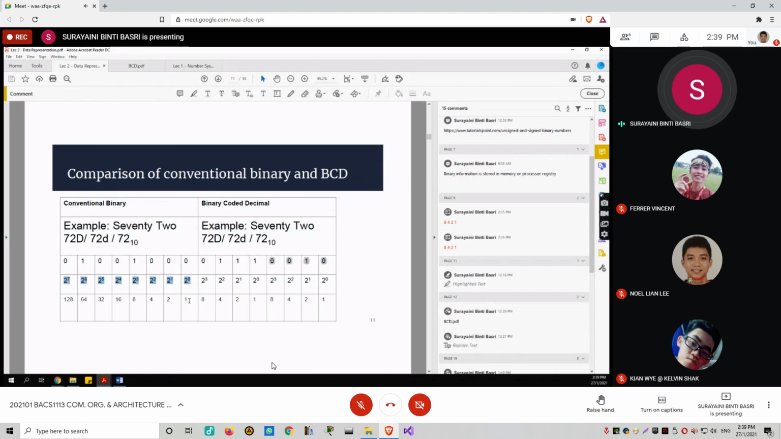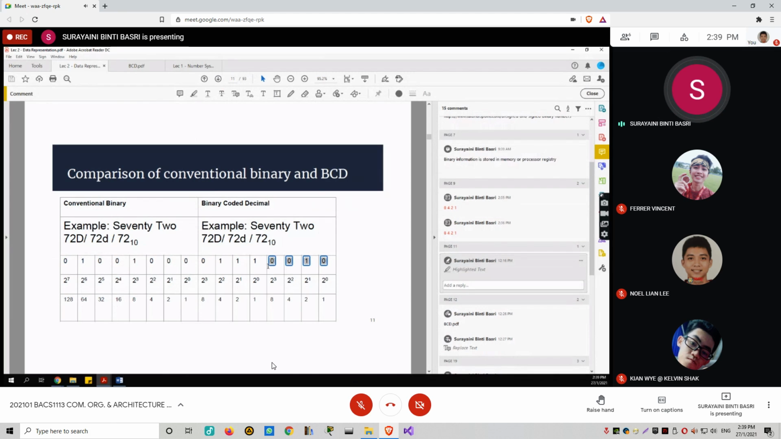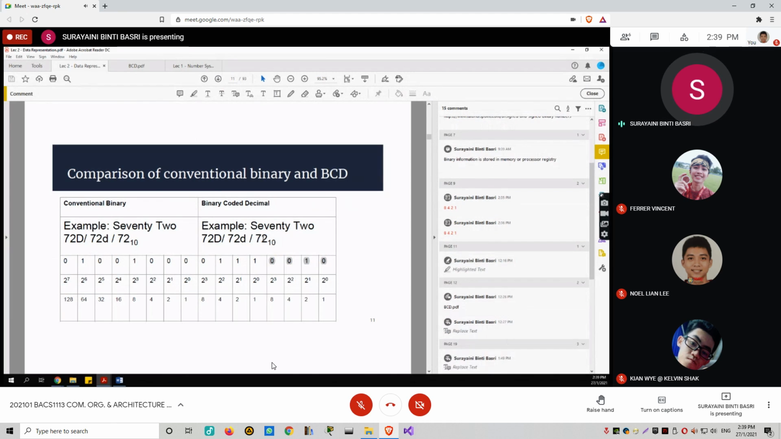So the first value must be 1, and then the second value must be 2. So this is a static value that we need to remember later. So no need to do this one, because for sure the answer is the same. Okay, so this is the conventional way. We change it by 72, we divide by 2, and then lastly we will get this. But when we are using binary coded decimal, we will get something like this.